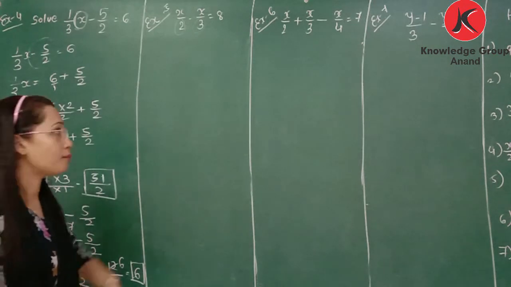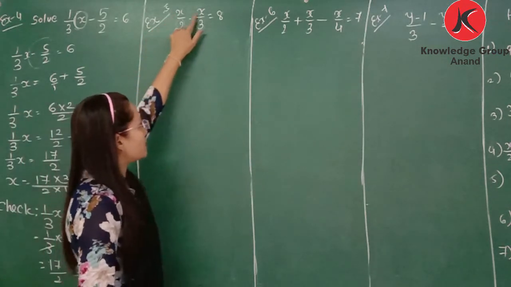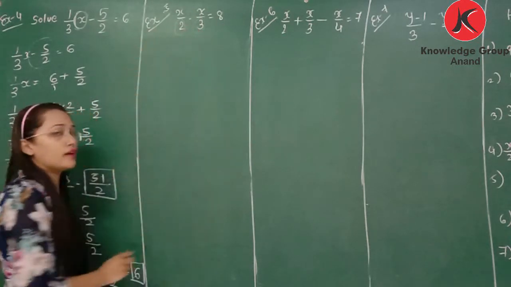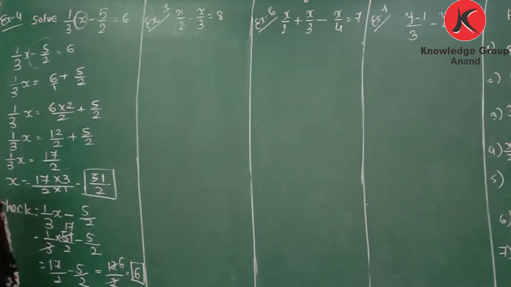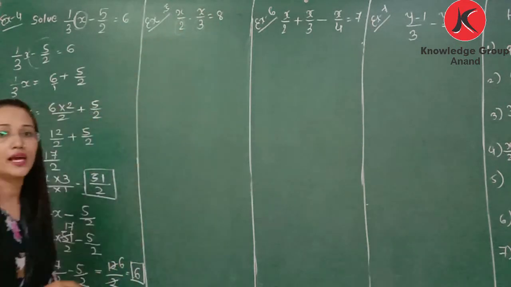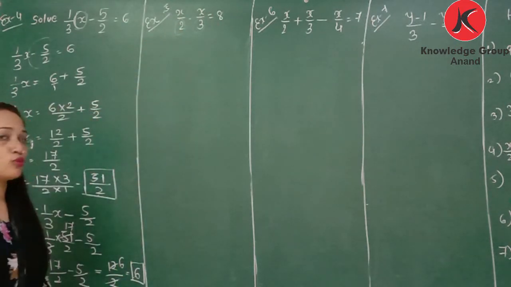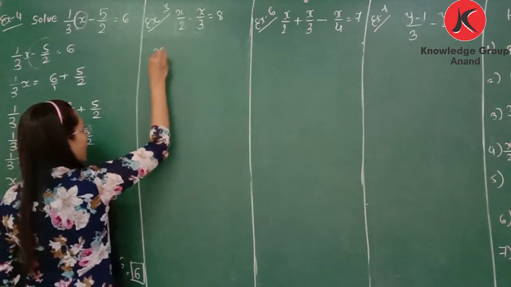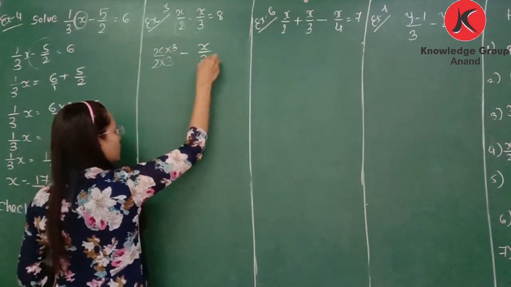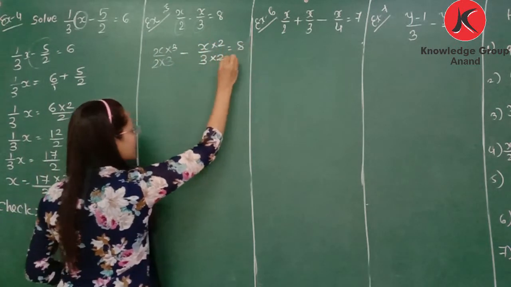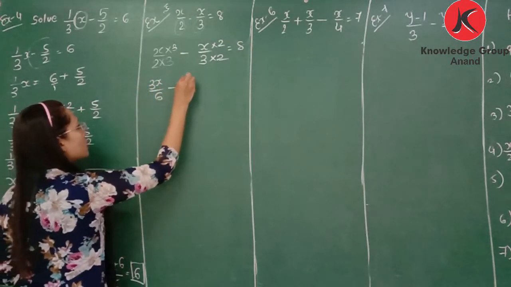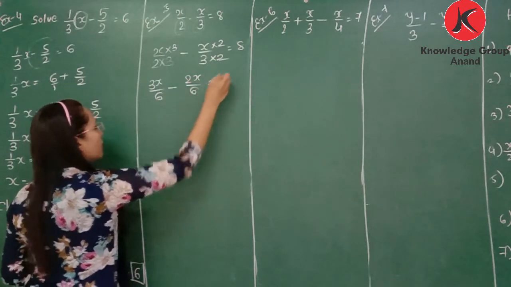Now let's take one more example. X by 2 minus x by 3 is equal to 8. Okay. So here both terms have an unknown quantity x, both terms have a variable. So here first of all we will simplify the left hand side by taking the LCM of 2 and 3. LCM of 2 and 3 is 6. It means x by 2 needs to multiply with 3 and x by 3 needs to multiply with 2 to get LCM 6. Now here we have 3x by 6 minus 2x by 6 is equal to 8.